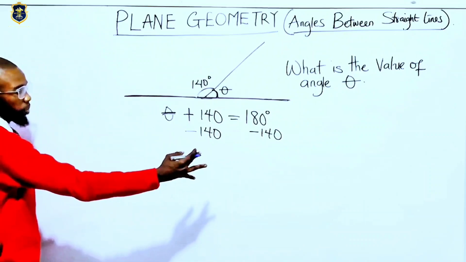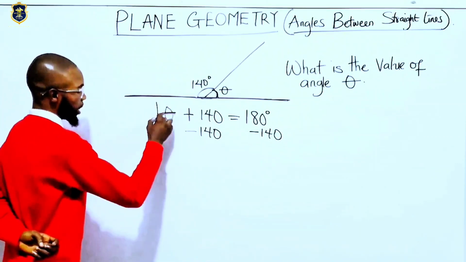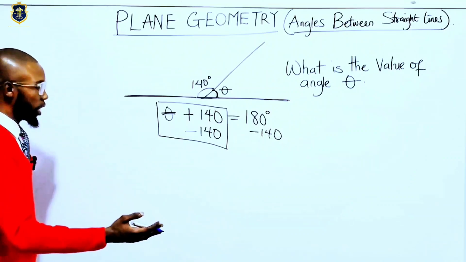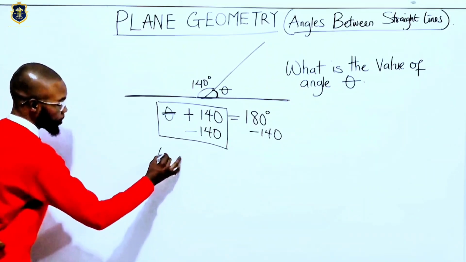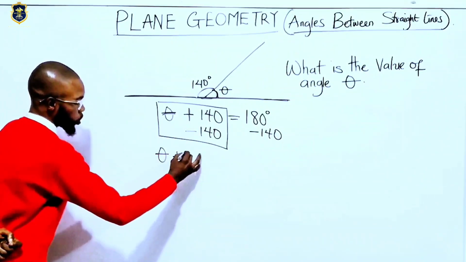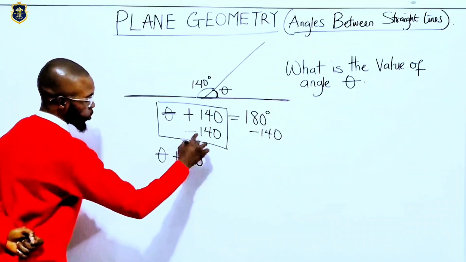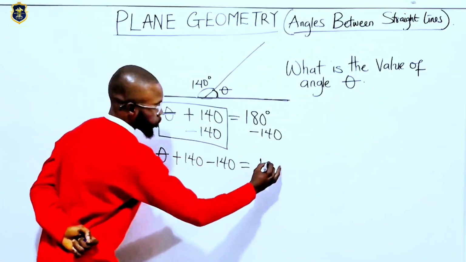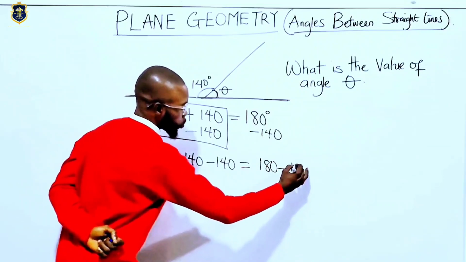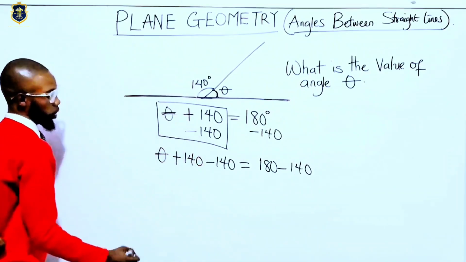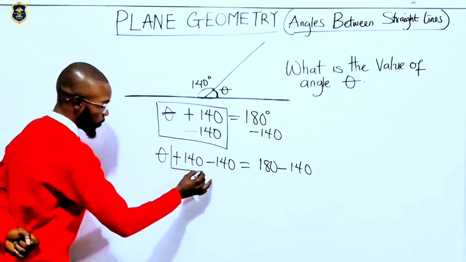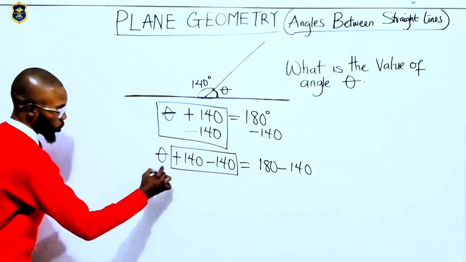Right, then we spread the equation on the left-hand side. This is the left-hand side. I've taught this when we were treating simple linear equations. We spread this by saying theta plus 140, and then minus 140 is equal to 180 minus 140. Right, look at this now. Plus 140 minus 140 is 0, so we'll take them off. This will go, so we're left with this.